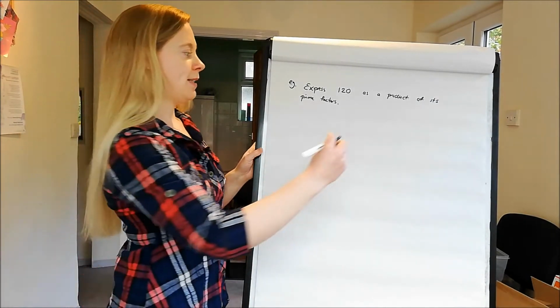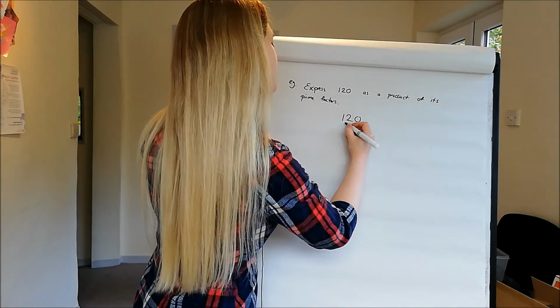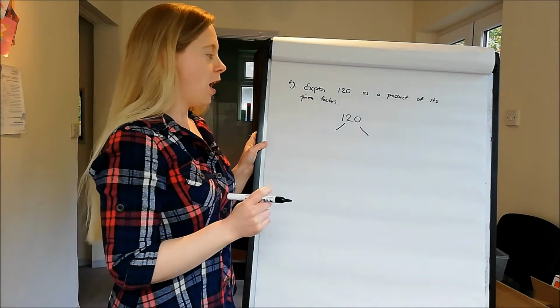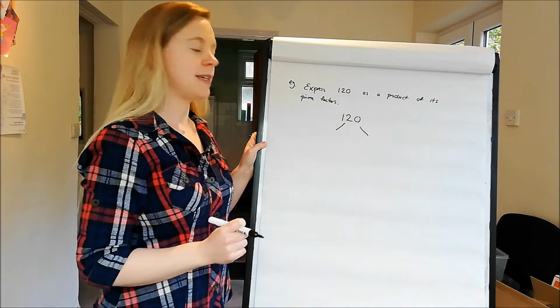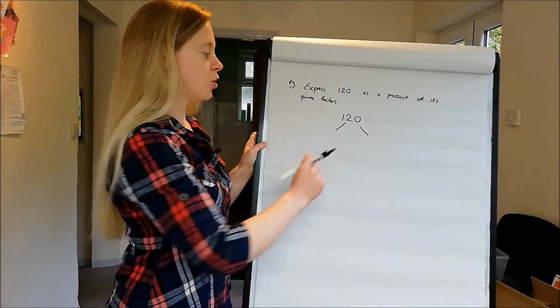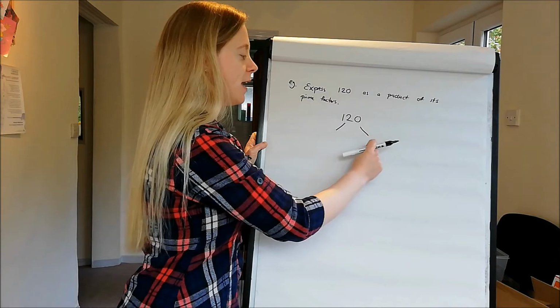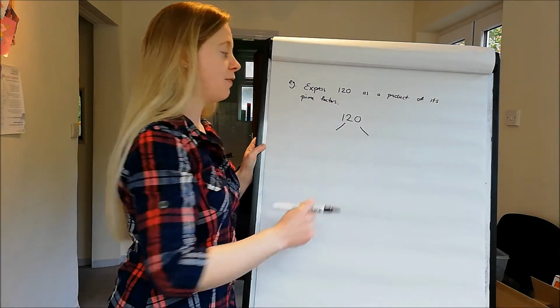So to actually answer that question, what we would do is we would write down the number 120 and we would draw two branches coming off it. And then we would think of any two numbers that multiply to give 120. So the most obvious one that a lot of you might be thinking of is 2 times 60. And that's absolutely fine. You can put 2 and 60 if you want to.